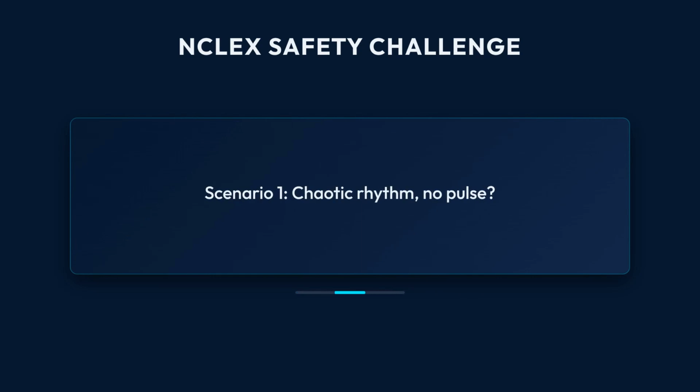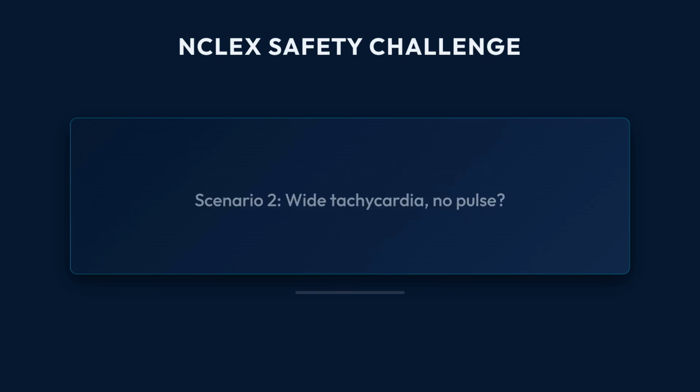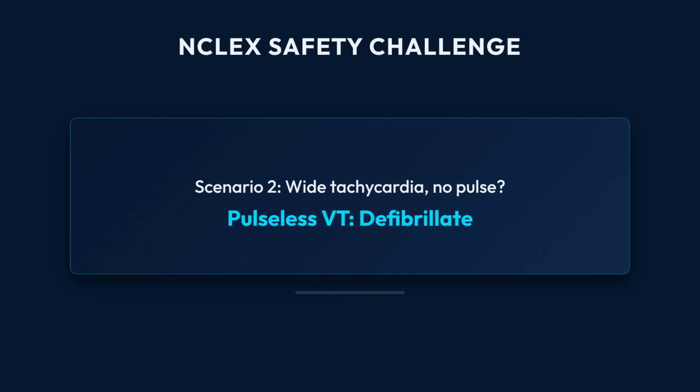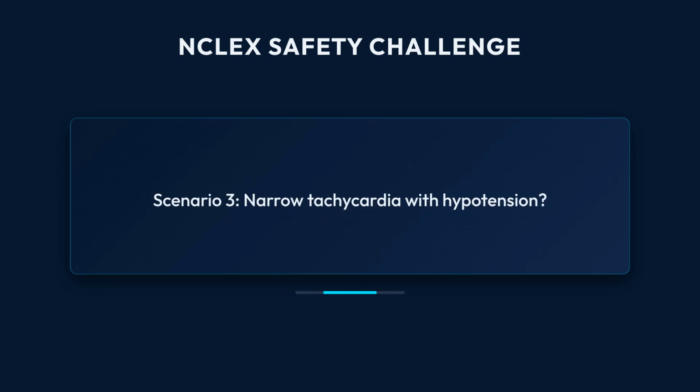Scenario 1. Chaotic rhythm. Unresponsive. No pulse. That's VFib: CPR and defib. Scenario 2. Wide tachycardia. No pulse. Pulseless VT. Defibrillate.